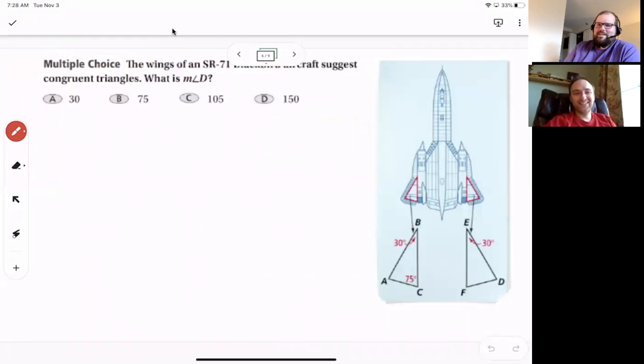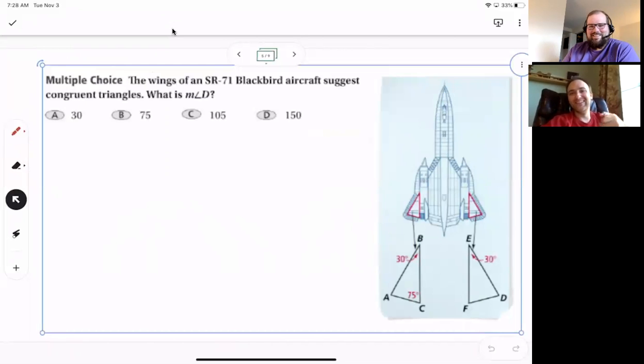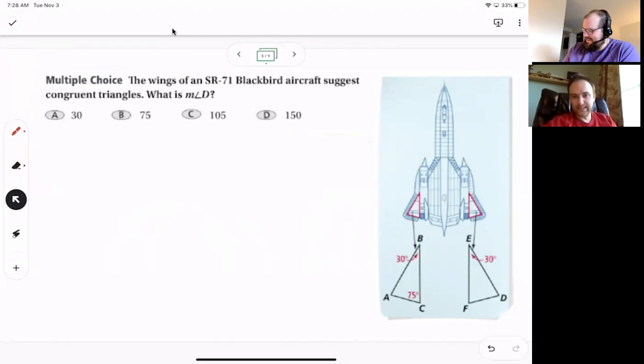All right. So this one says the wings of an SR-71 aircraft suggest congruent triangles. That's a Blackbird. What is the measure of angle D? Flying in the dead of night. So we can see that B and E match up.